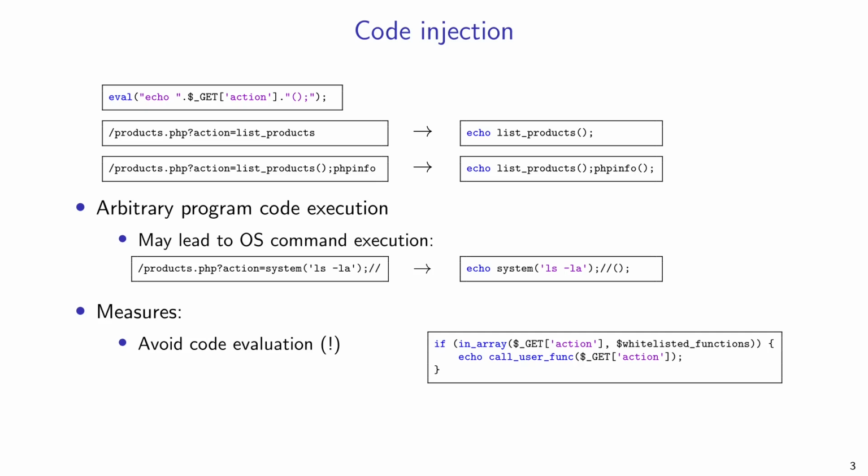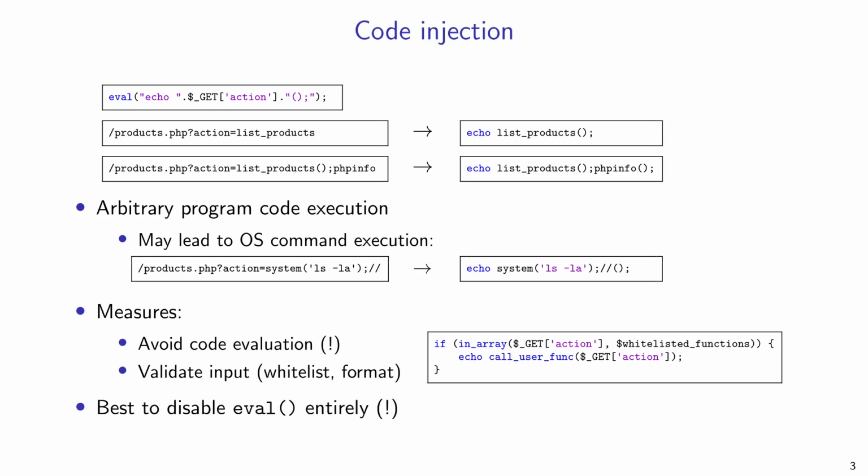In this example, it would also have been safe to use this whitelisting together with the eval call. However, it is better to avoid eval altogether. Now, if we absolutely have to call eval on arbitrary user input, then we are left with validating the input against a whitelist or enforcing a format check. The best approach, however, is to disable the eval function entirely, ensuring that our software does not rely on this dangerous coding practice.